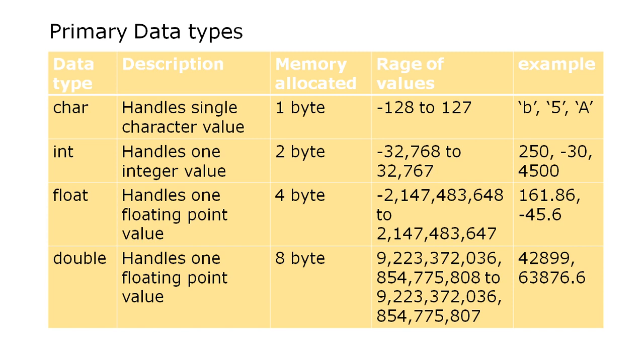Primary data types. See this one: data type, description, memory allocated, range of values, and example for each and every data type.